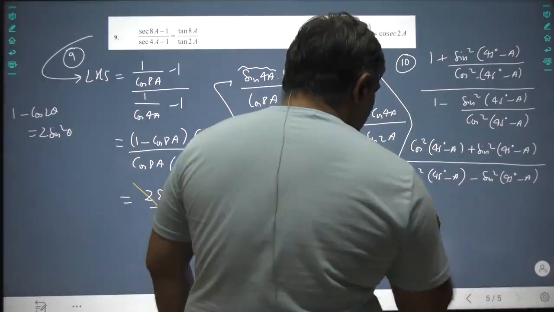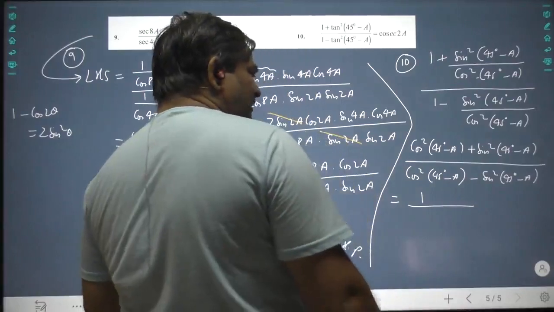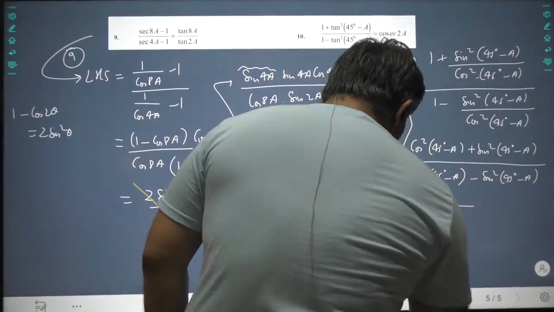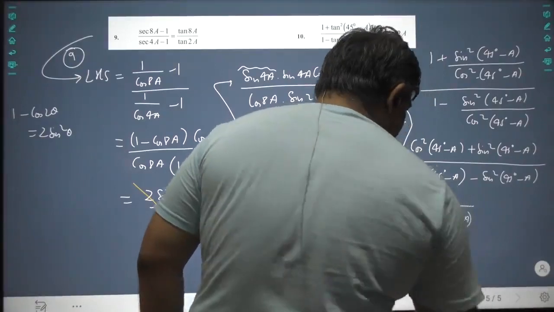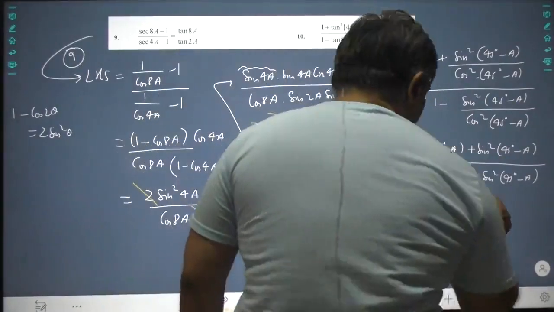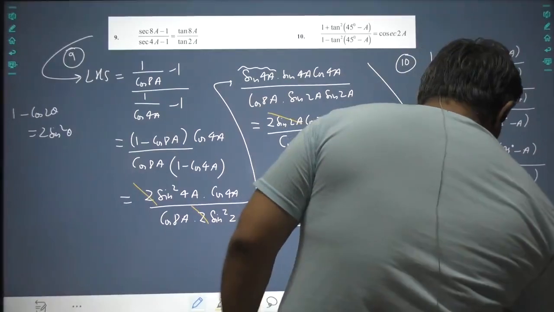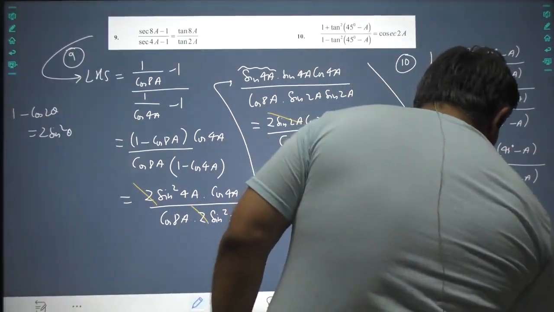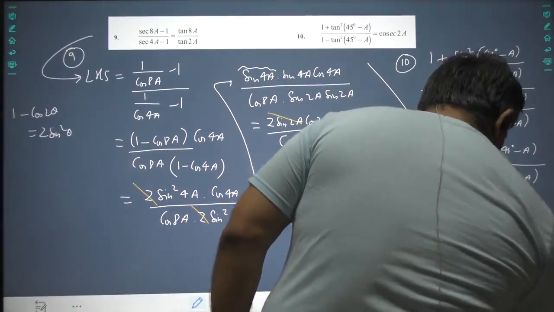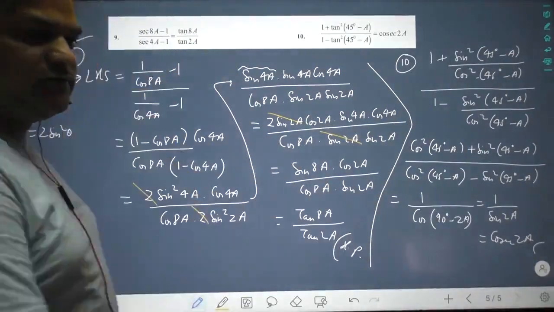In the numerator you have 1, and cos square theta minus sine square theta is cos 2 theta, which is cos of 90 degree minus 2a. Cos of 90 minus theta is sine, so 1 upon sine 2a, and the twinkling was correct: cosec 2a. Please copy down.